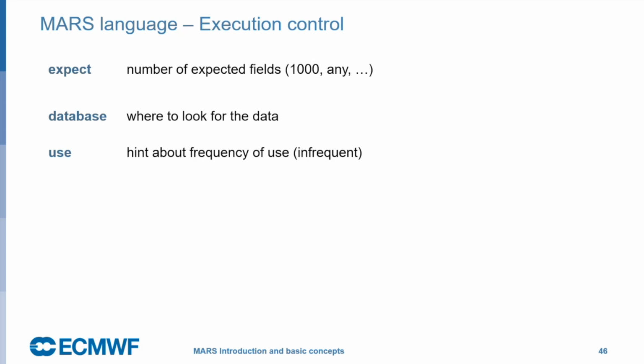So if you know that, you can specify the expected number of fields, because this is not consistent, and so to prevent Mars from throwing errors. But in general, you don't need to use this variable for the official operational products. You can select the database.